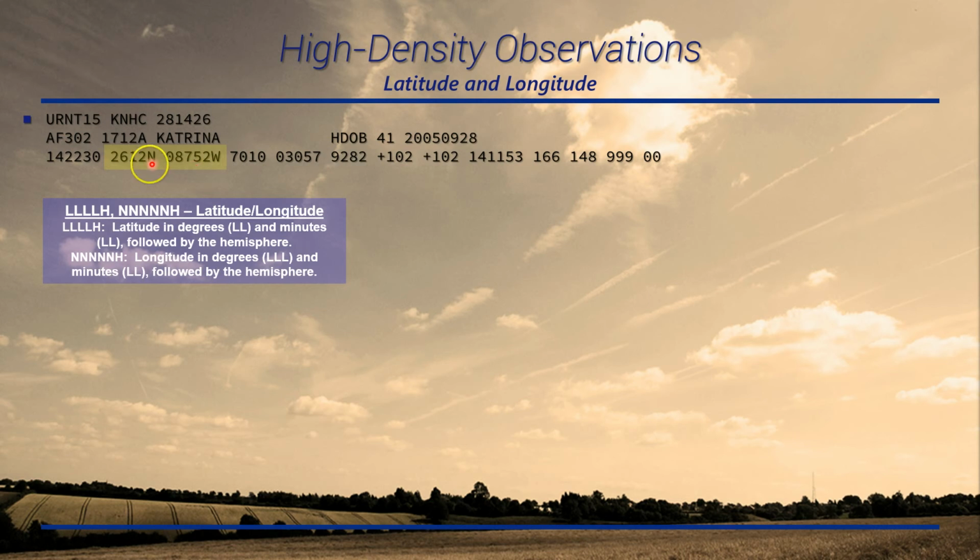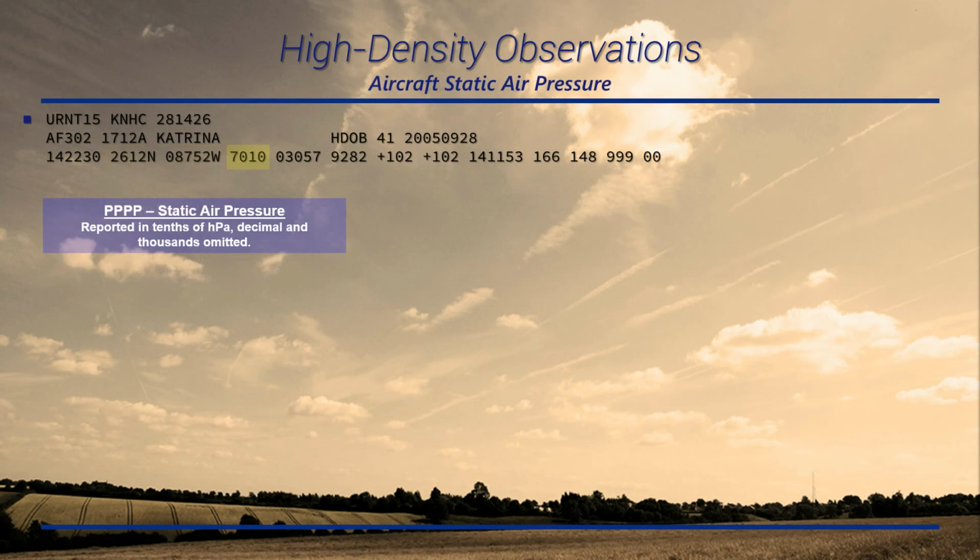You take the minutes and simply divide by 60. So in this case, 26 degrees 12 minutes, take that 12, divide by 60, and you get 0.2. So 26.2 north, and then 52 minutes, you divide that by 60. That will give you 0.8666, so 87.87 degrees west. Alright, enough about that.